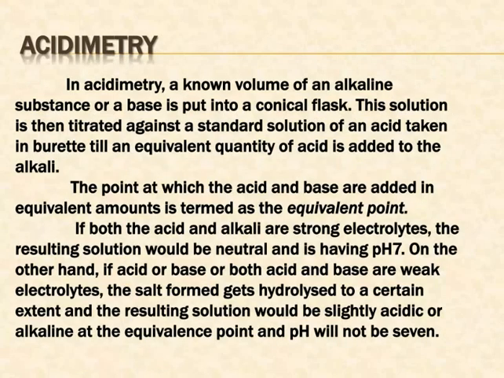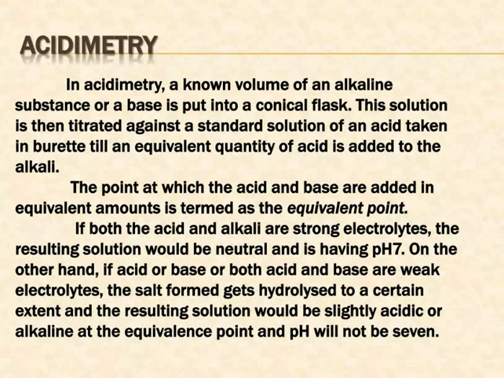Now I will focus on acidimetry. You know, in acidimetry, a known volume of alkaline substance or base is put into a conical flask. Now you know the shape of a conical flask. And this solution is then titrated against a standard solution of an acid taken in a burette till the equivalent quantity of acid is added to the alkali. The point at which the acid and base are added in equivalent amounts is termed the equivalence point.